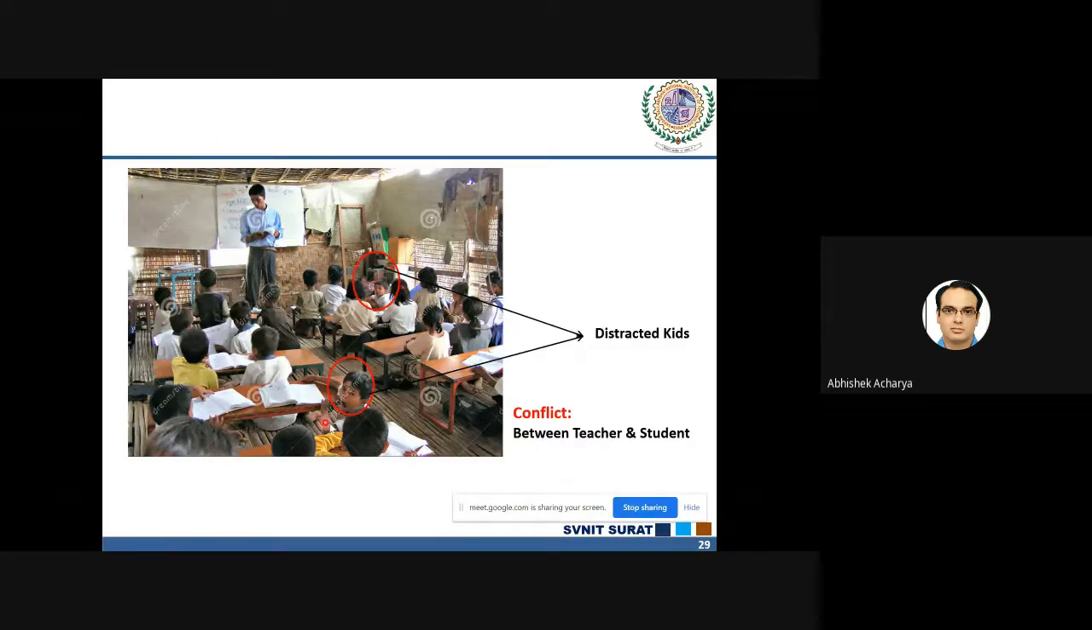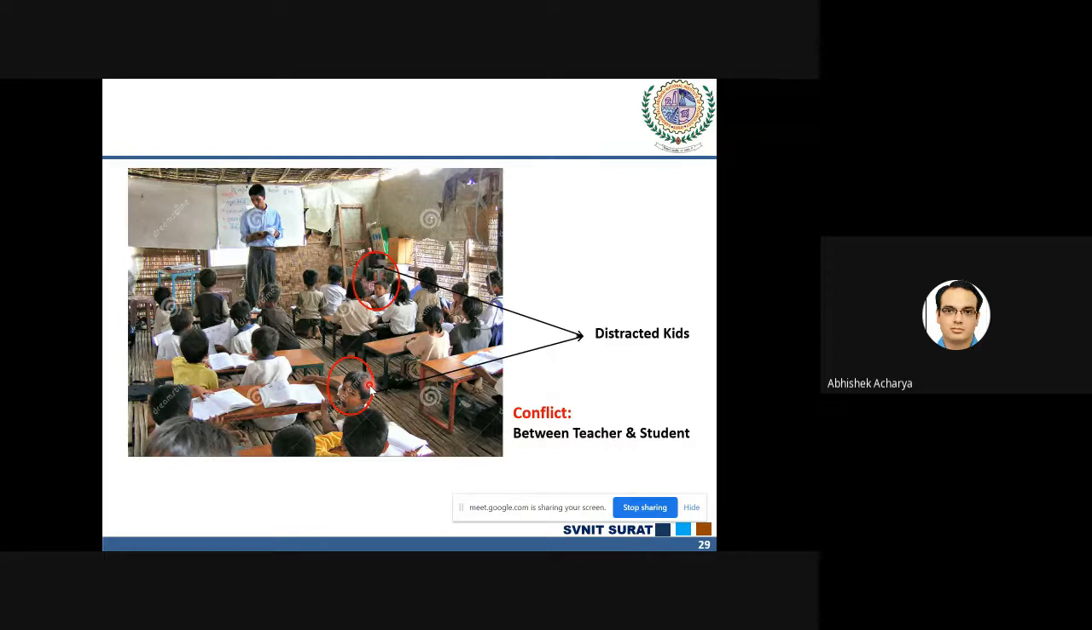Here, what is happening? If you look at these two kids encircled in this red circle, these are distracted. The teacher is teaching something, but they are not paying attention to whatever he is teaching. So the problem here is that the child or the kid is distracted. Are you getting my point or not?